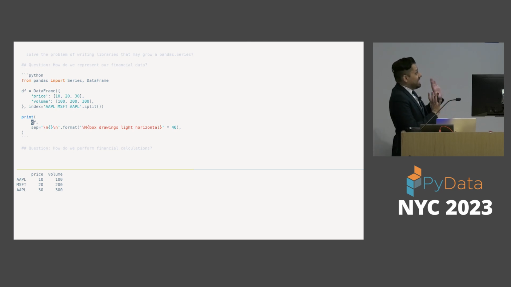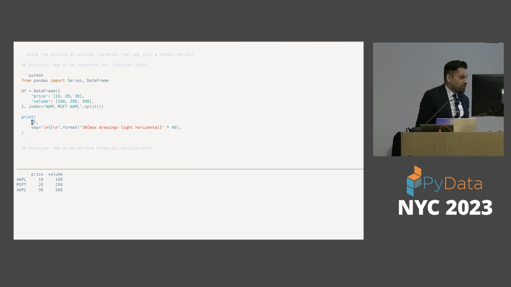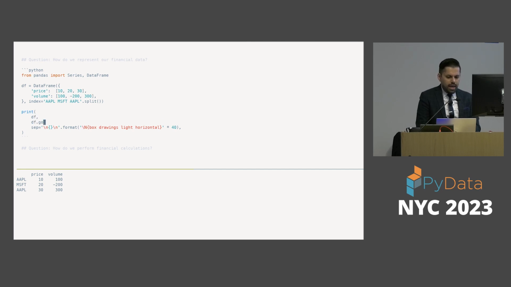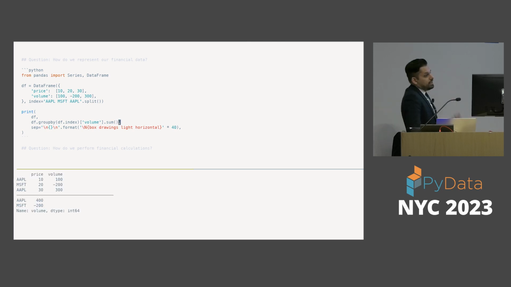And so, even though this seems like a reasonable way for us to model this problem, and it has a certain amount of flexibility associated with it. For example, if we wanted to measure buys and sells, we could say, well, maybe the price is always positive, but the volume might be negative. And if we want to do simple financial analyses here, like what's the total volume that we have, we do a group by the index, grab the volume column, and do a sum here. And you can see, oh, that's our total holdings in each one of these names.